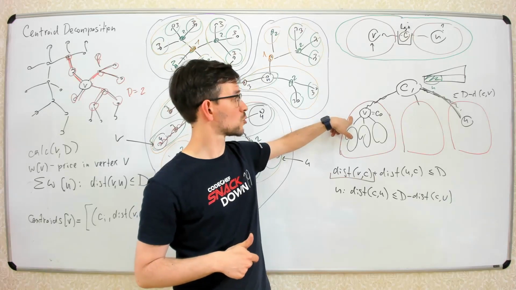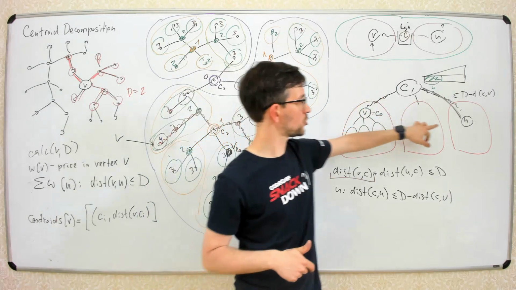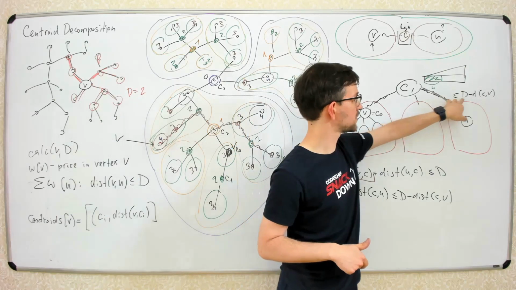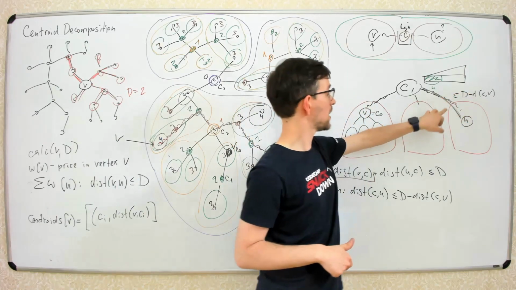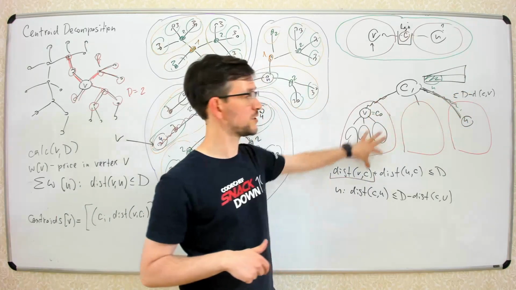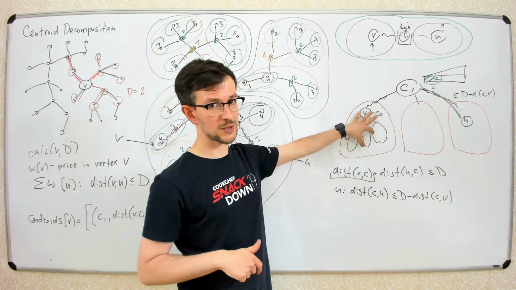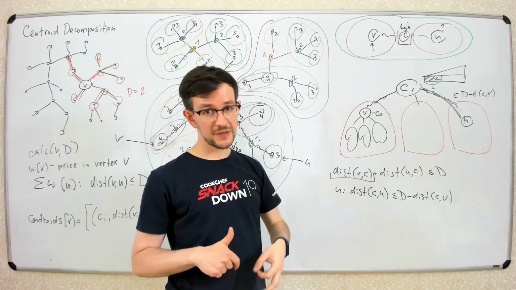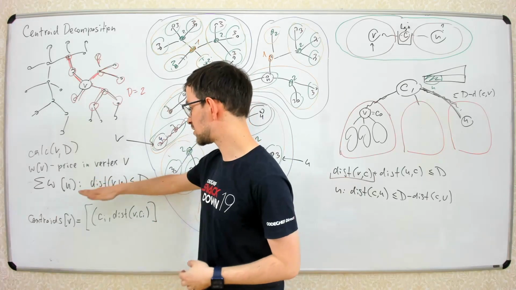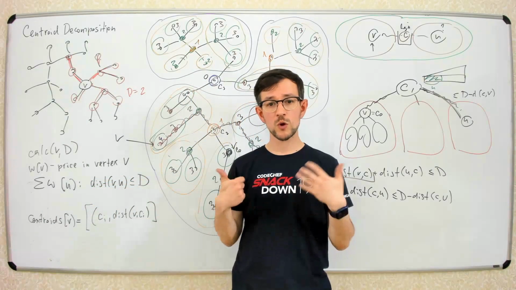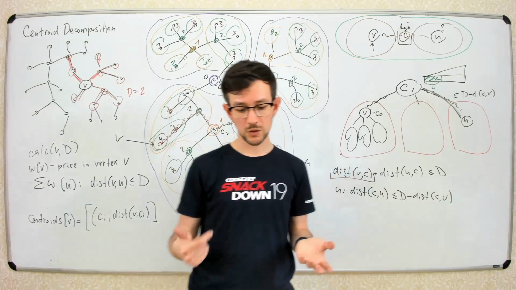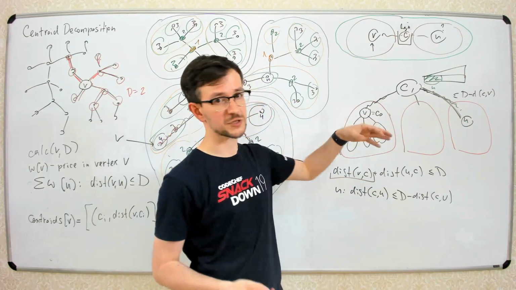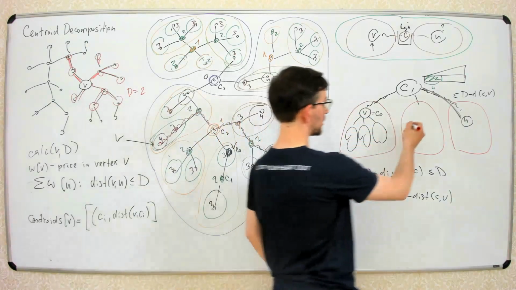So I want to find the number of nodes u such that this distance is no more than this, and this u shouldn't belong to this subtree, right? So if you want to calculate, instead of minimum, when you have minimum, it's not a problem. When you have minimum, you just calculate some vertices twice. So what's happening?